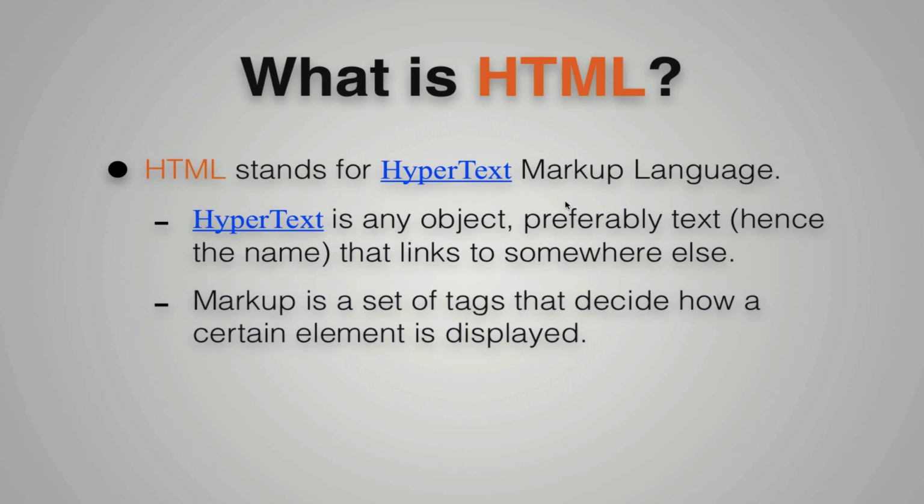Next, we're going to take a look at markup. Markup is a set of tags that decide how a certain element is displayed. By saying that, I mean that in our programmed code, we're going to have certain elements such as text and images, and tags are sort of like tags you add to a bag or anything else. It's going to set out some properties that tell the element exactly how it's going to show up in the web page. So that's what markup is.